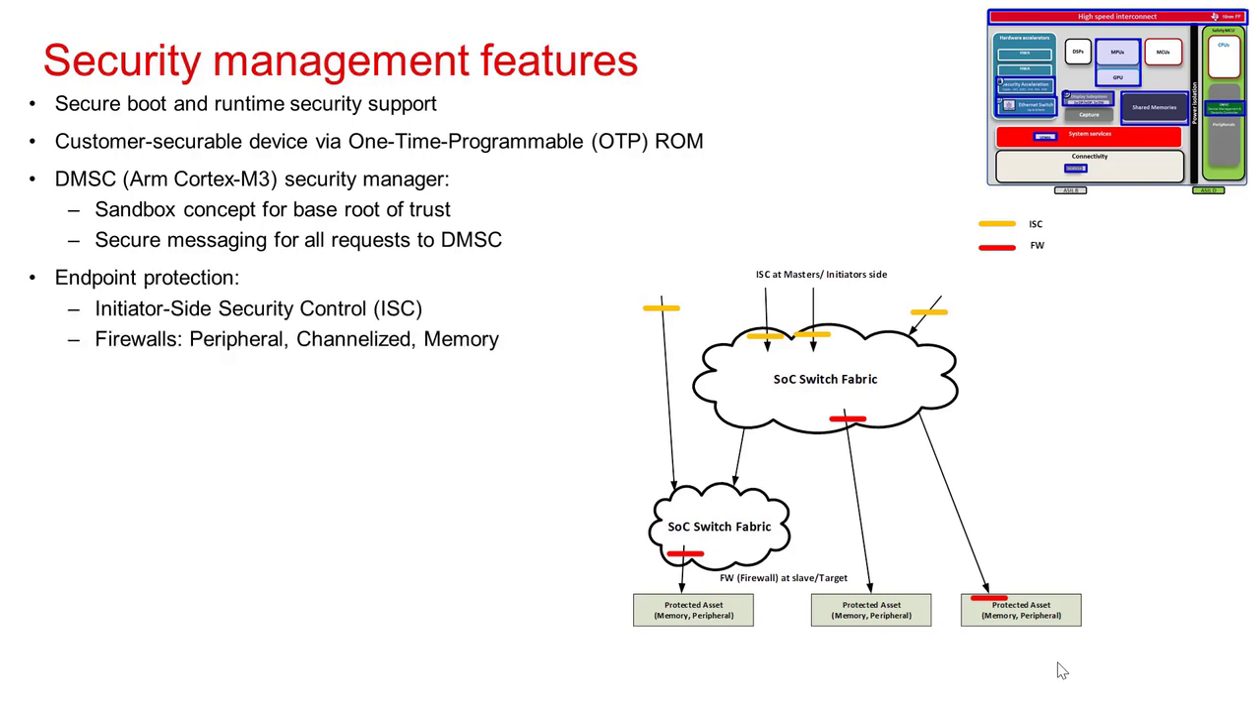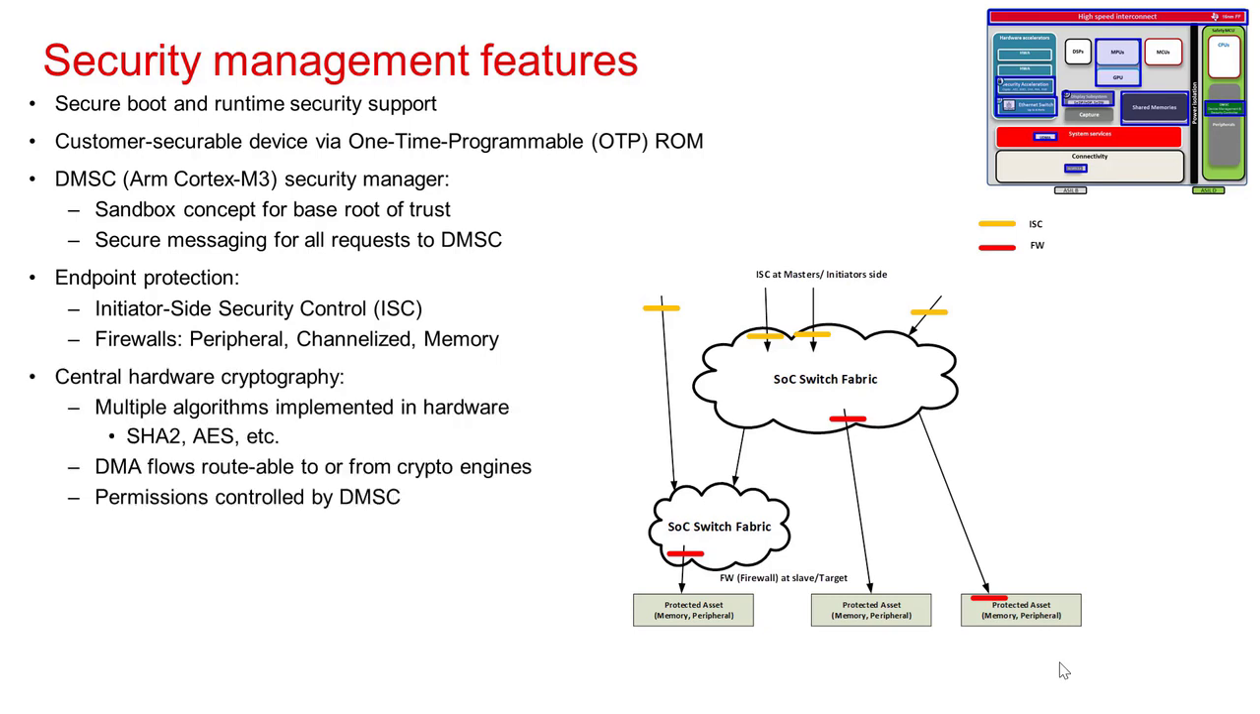Endpoints and shared memories are protected through a variety of firewalls, from region-based firewalls to channelized firewalls, depending on the specific resource. Various cryptography algorithms are implemented in hardware in central crypto accelerator resources located on both the main domain and the MCU safety domain. The UDMAs can route data to and from these resources, but secure UDMA flows are controlled by DMSC to only allow access from authorized cores or tasks.